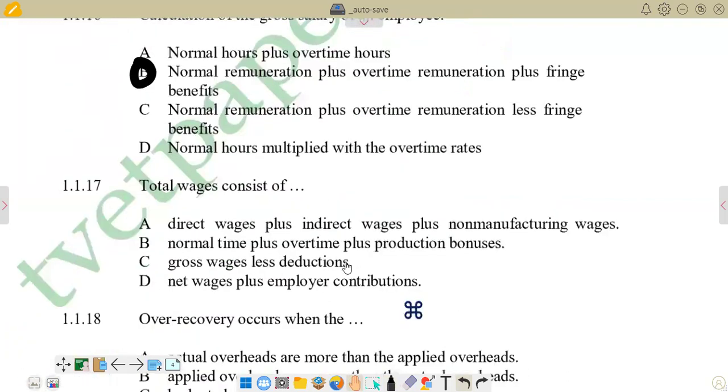Total wages consist of, so with total wages, obviously, we are going to have our indirect wages. Our direct wages are also going to be included in our total wages, and other wages that we might charge in the income statement under less expenses. So I would say that according to the responses that we have, A is explaining that, which is saying direct wages plus indirect wages plus non-manufacturing wages. Remember, direct wages and indirect wages are manufacturing wages. Then we also include all those that are non-manufacturing. So we've got A as the appropriate answer that we have there.